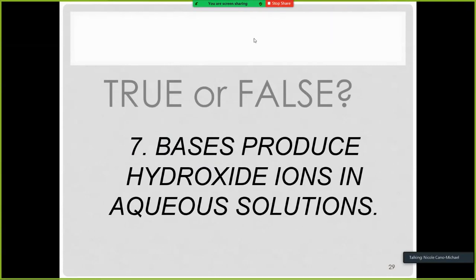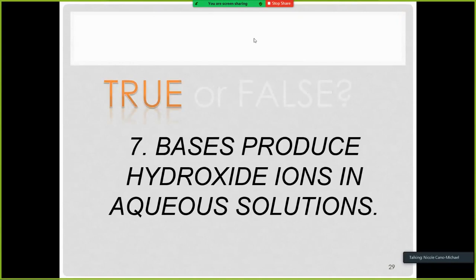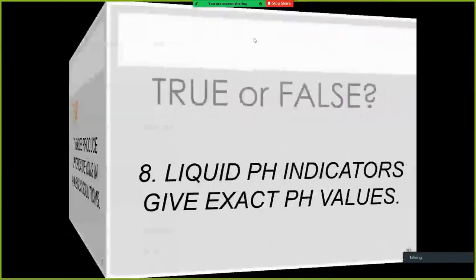Number 7, bases produce hydroxide ions in aqueous solutions. Aqueous solutions are just basically like liquids. Bases produce hydroxide ions in aqueous solution, and this is true. In fact, it is the measure of these hydroxide ions. The more hydroxide ions we have, the stronger the bases. The fewer hydroxide ions we have, the weaker the bases.